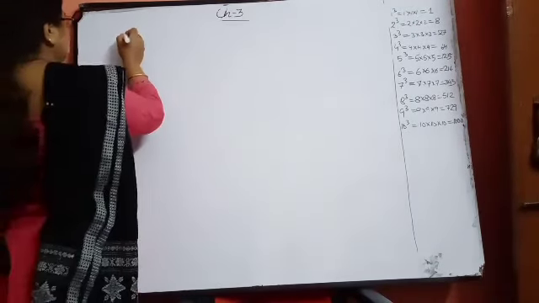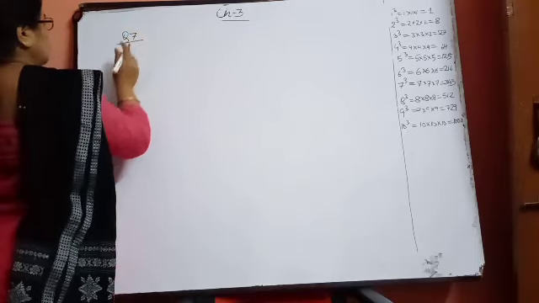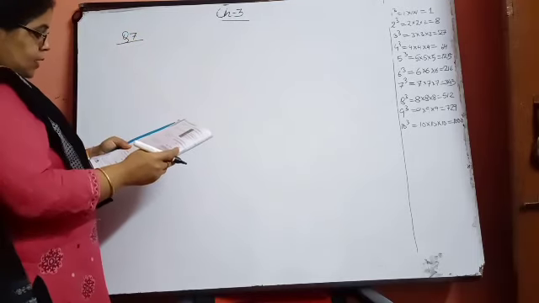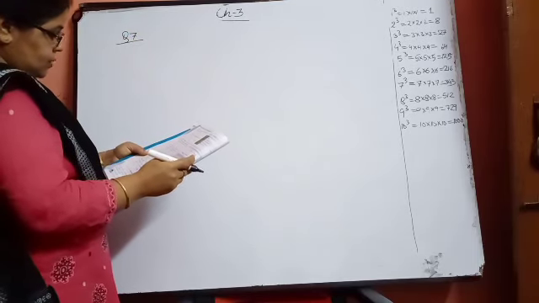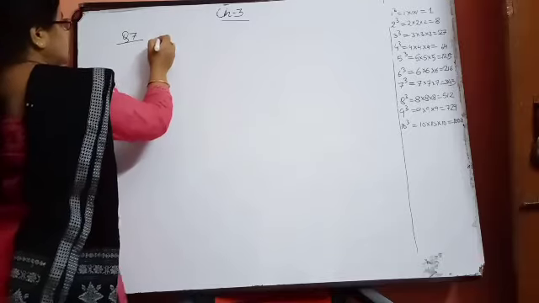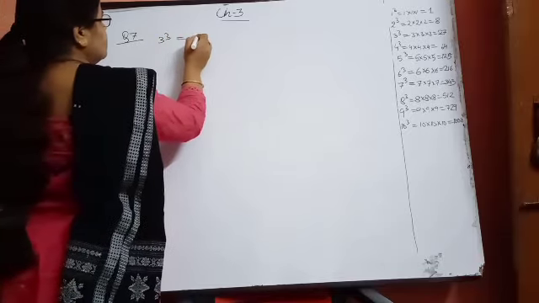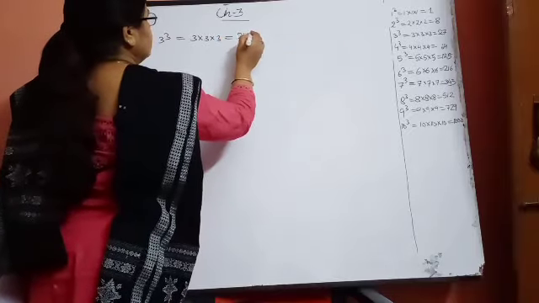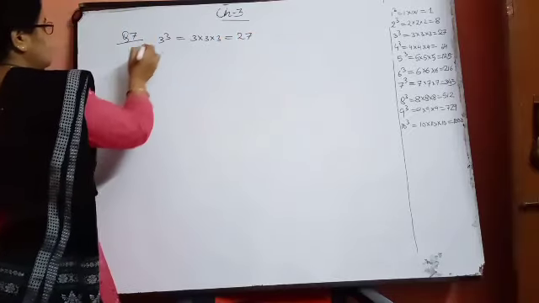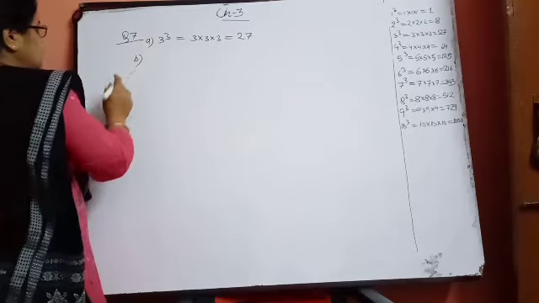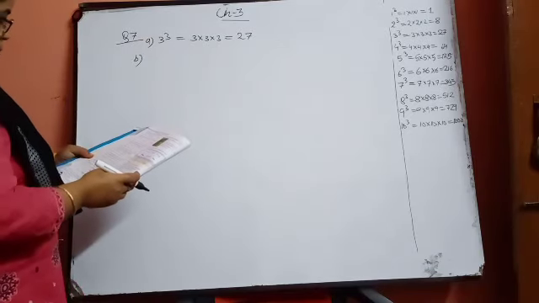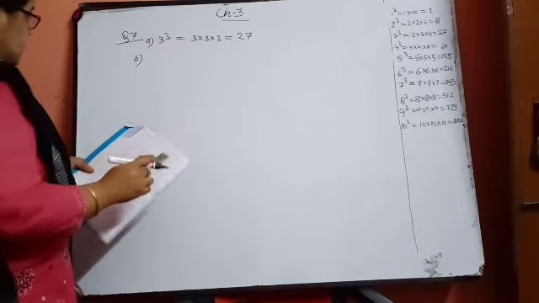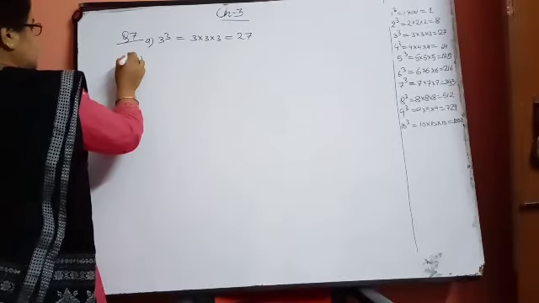Now see, beta, question number 7. Find the value of the following cubes. 3 cube: what will be the value of 3 cube? 3 into 3 into 3, that is 27. It is so simple, everybody can do that. The B part is very simple too. I am doing the D part.